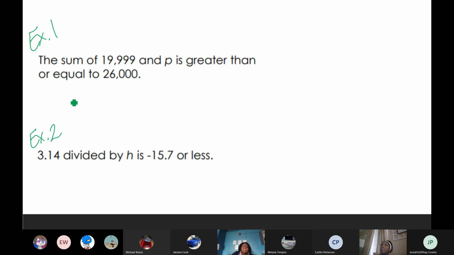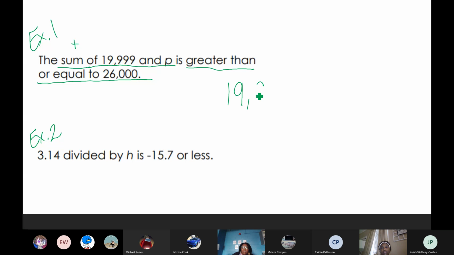The sum of, what's that mean? What's sum mean? Addition. The sum of 19,999 and P is greater than or equal to 26,000. So I know the sum of these two numbers is greater than or equal to 26,000. So let's do the easy part first.